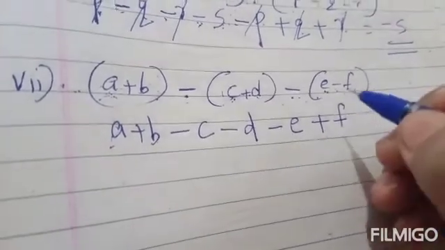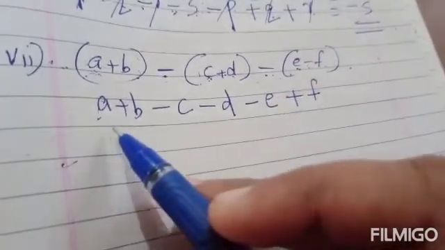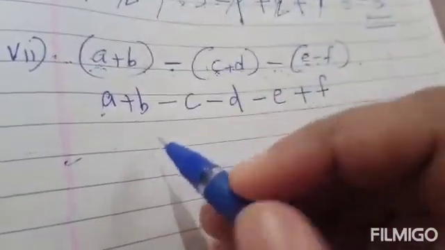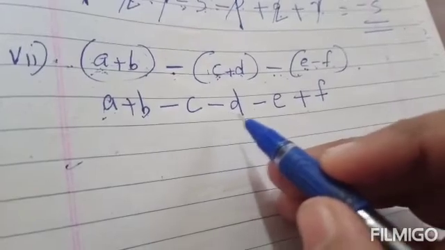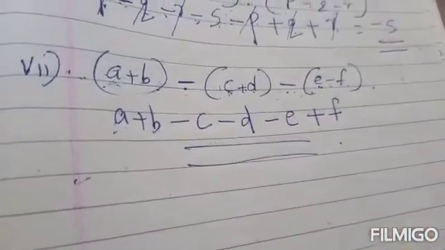Okay. Now you can add or subtract like terms. So here no like terms are coming. So the answer is a plus b minus c minus d minus e plus f. This is the answer. Okay.